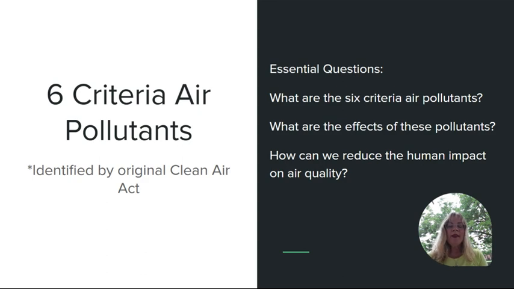So let's go ahead and dive into the six criteria air pollutants identified by the Clean Air Act. So our essential questions are: what are the six criteria air pollutants? What are the effects of these air pollutants? And how can we reduce the human impact on air quality?